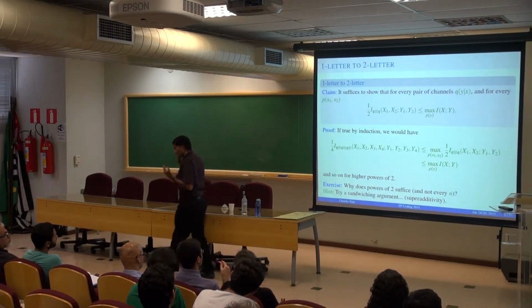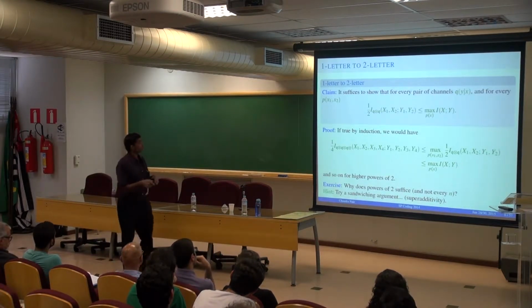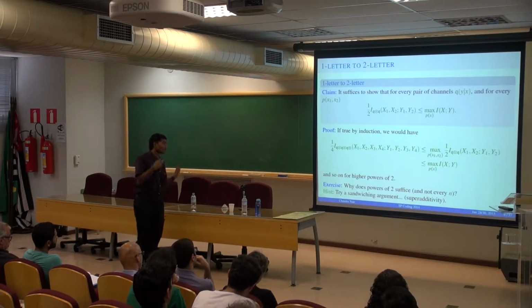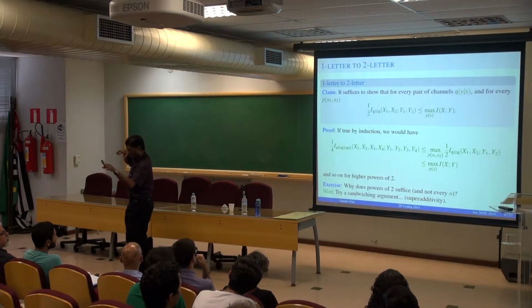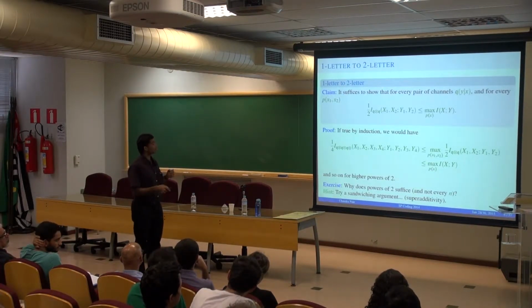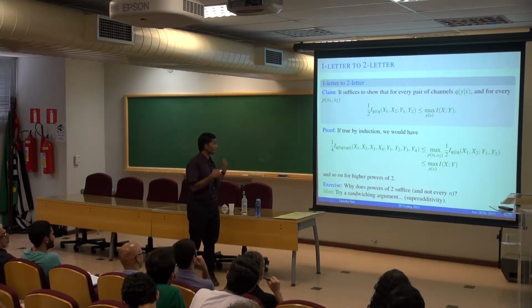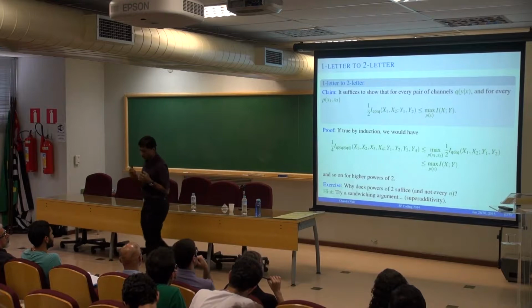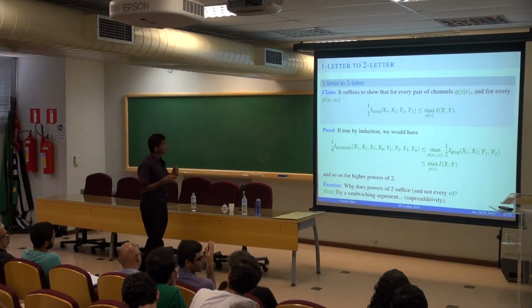Now lim sup and subsequence, there's some issue there, but you can show that, and this is an exercise for you: why do powers of 2 suffice? You can sandwich it using super-additivity. If you have a block length m code and an n code, you can make an m plus n code. You can convince yourself that powers of 2 are enough. So it's enough to go from 1 to 2, I don't have to carry on with n, and this is something I'll use repeatedly.